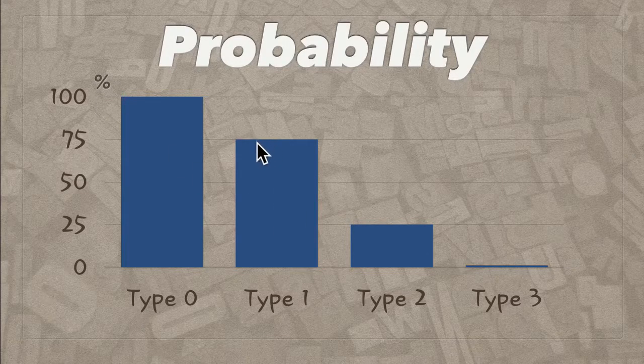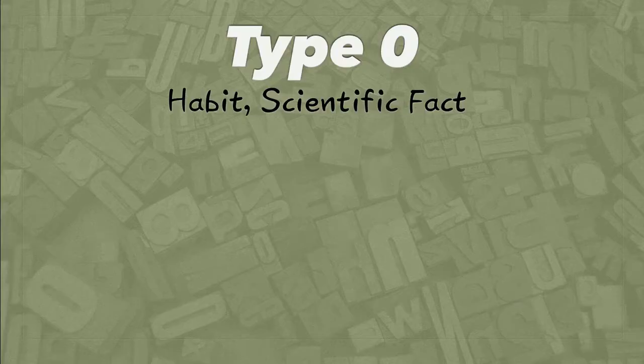Type 1, it's likely, but not 100%. Type 2, it's not that likely. It's lower probability. And type 3, it's almost 0 or completely 0 probability. Let's take a closer look.